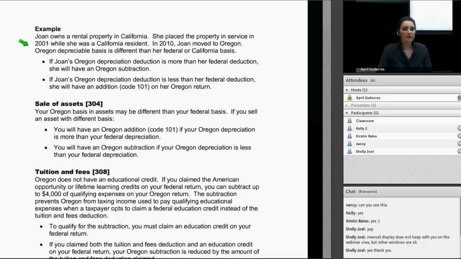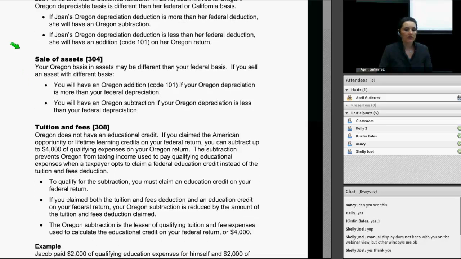Joan owns a rental property in California. She placed the property in service in 2001 when she was a California resident. In 2010, Joan moved to Oregon. Oregon's depreciable basis is different than her federal or California bases, and that's because she's never depreciated the items on Oregon. If Joan's Oregon depreciation deduction is more than her federal deduction, she will have an Oregon subtraction. If Joan's Oregon depreciation deduction is less than her federal deduction, she will have an addition.